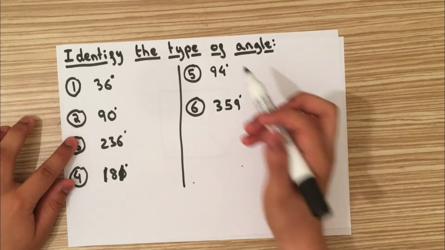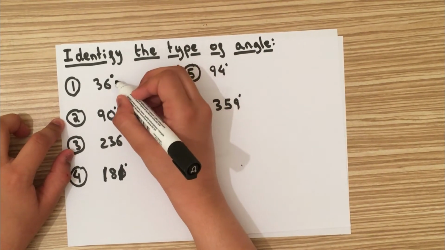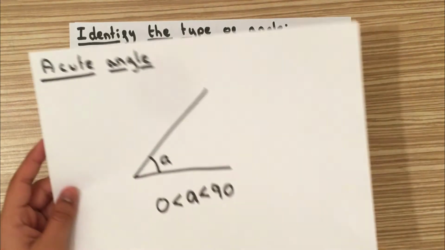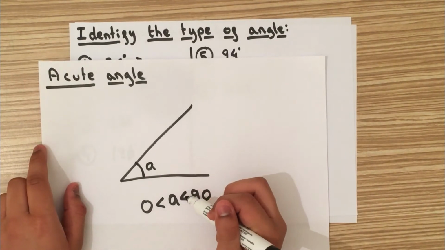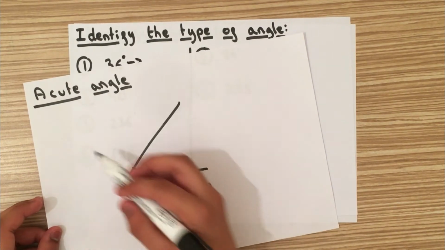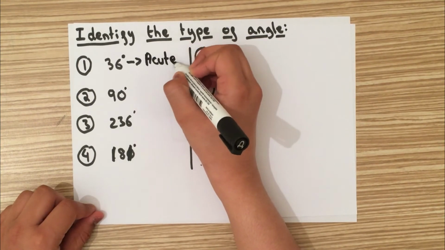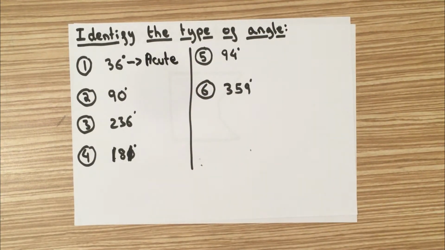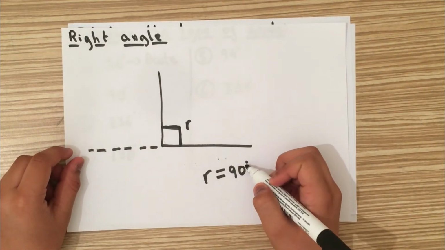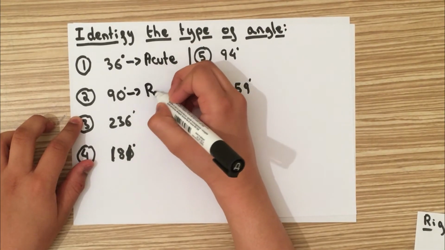Here we have to identify the type of angle based on the angle. So we have 36. What would that be? 36 is less than 90. Anything below 90 but greater than 0 is an acute angle. So 36 in this case is an acute angle. So let's just write acute. Then we have 90. When something equals 90, it's a right angle. So 90 would be a right angle. I'll just write right.